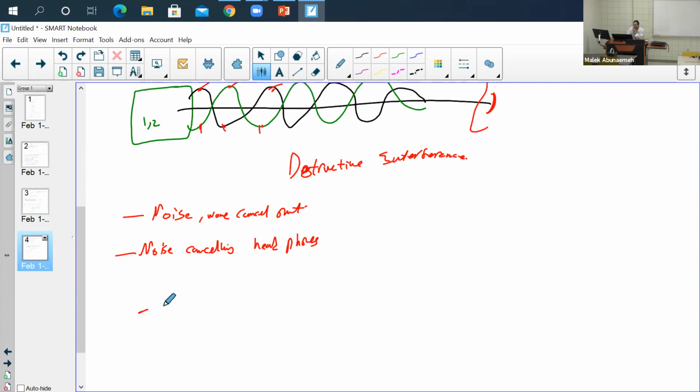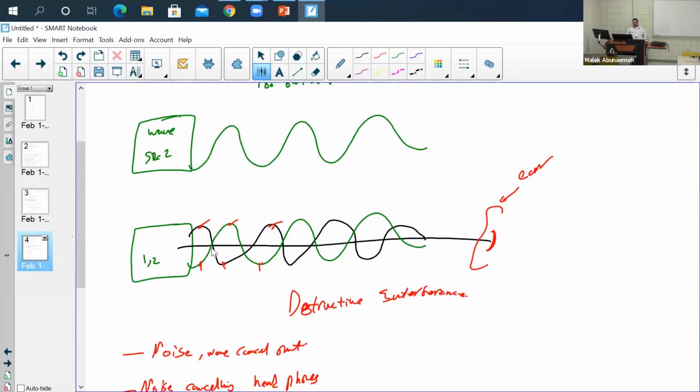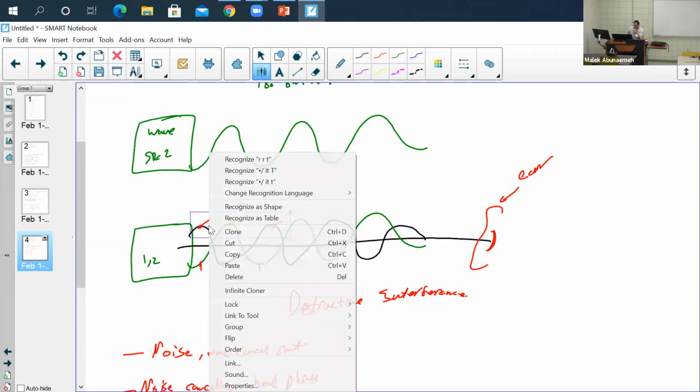Now this is called a pi shift. So basically, each amplitude cancels the other amplitude, and each trough cancels the other trough. So valley with the valley and the top with the top.